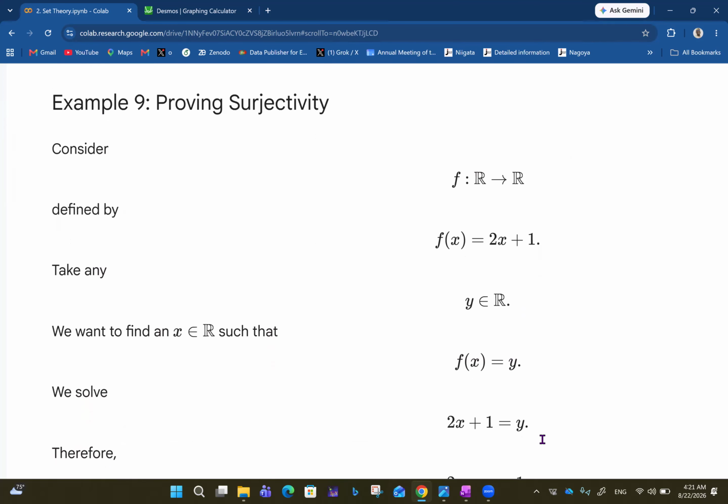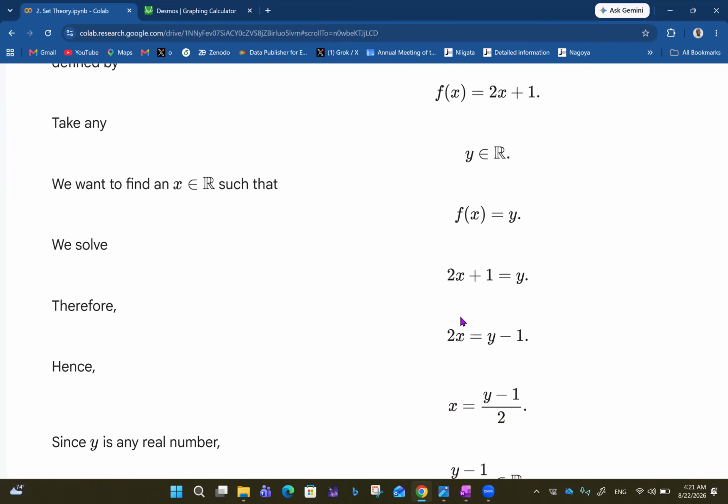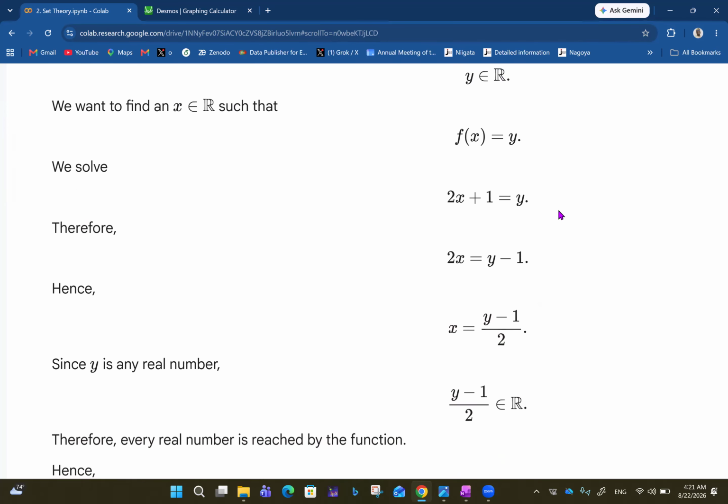Proving surjectivity now, consider f that maps real numbers to themselves, defined by 2x plus 1. Take any y belonging to R. We want to find x belonging to R such that f of x is equal to y. So we solve: 2x plus 1 equals y, then 2x is equal to y minus 1, and x is (y minus 1) over 2.